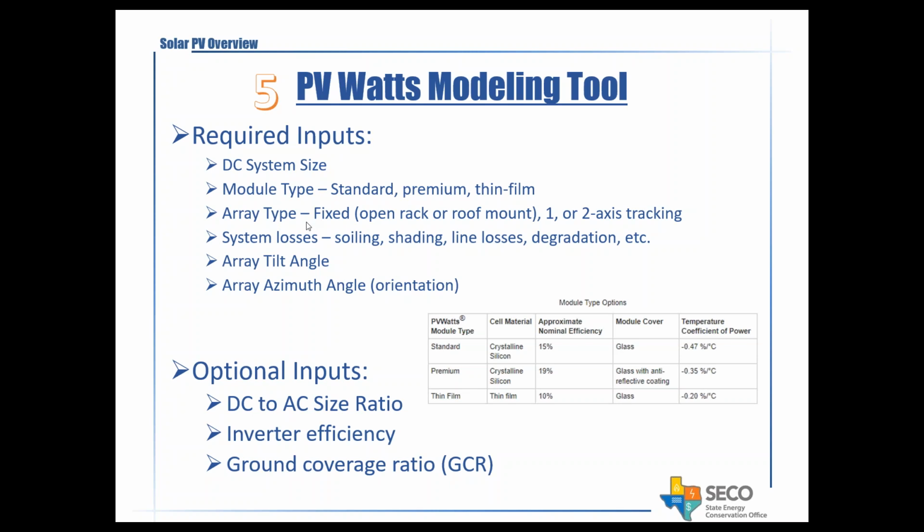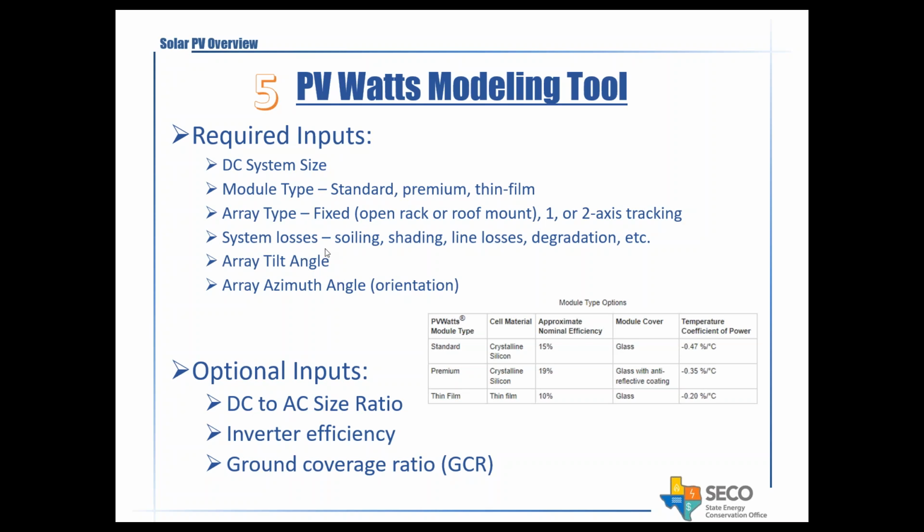What array type is it: a fixed mount, open rack, or a roof mount? Open rack refers to having additional spacing so the panels don't shade each other throughout the day. Or if you have a 1 or 2 axis tracking type system. So those can all be specified in this calculator.